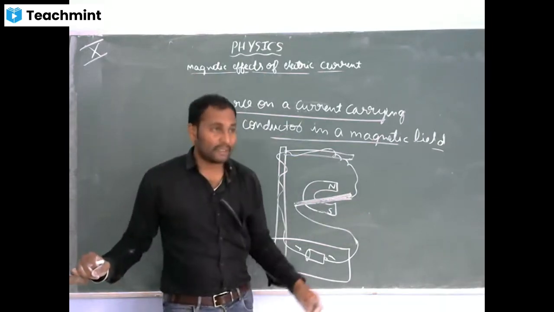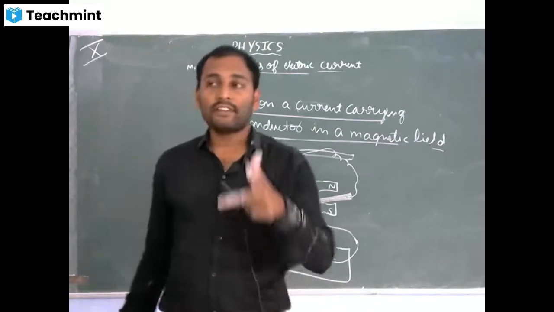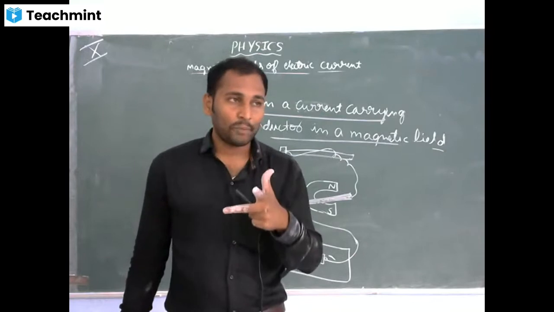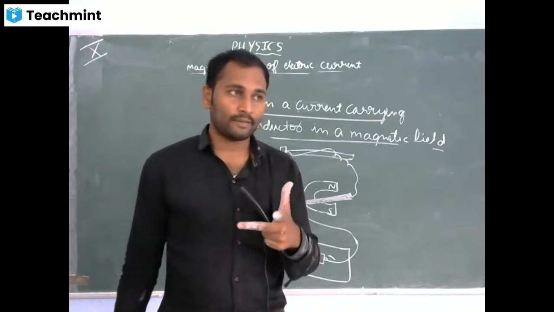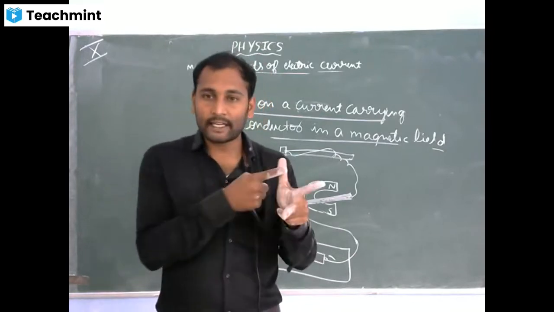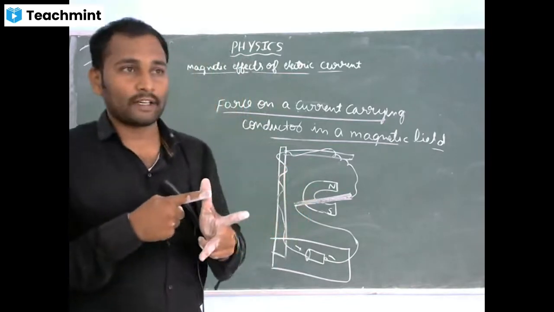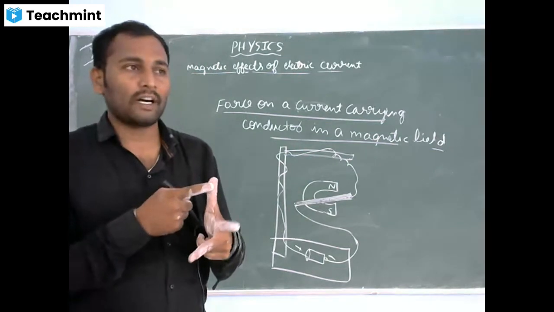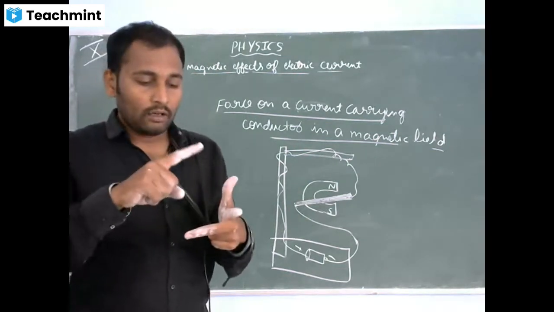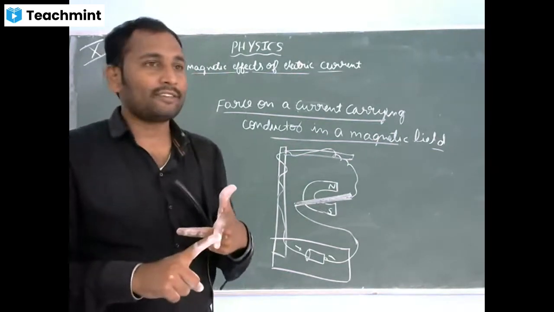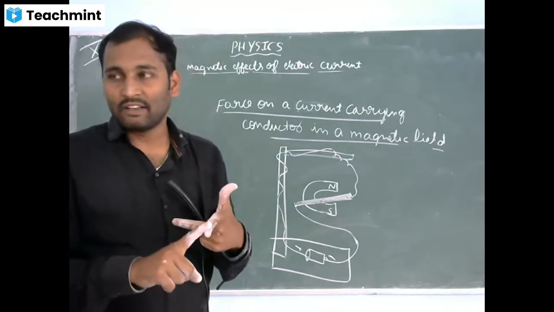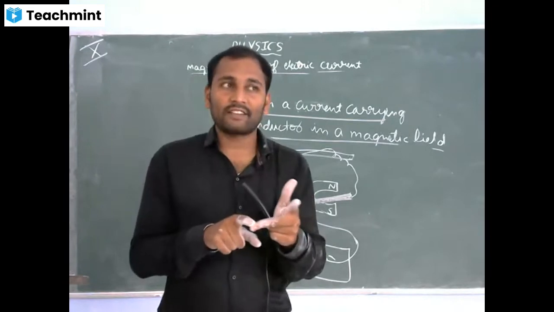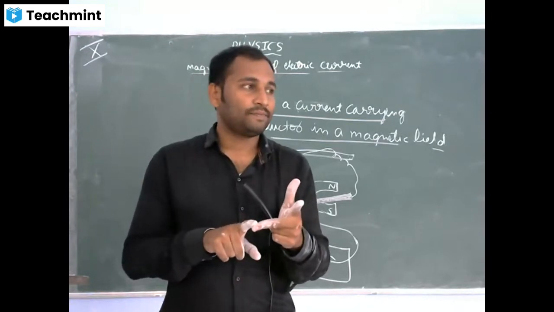According to Fleming's left hand rule, arrange three fingers of your left hand, thumb, forefinger and middle finger, mutually perpendicular to each other. Thumb indicates the direction of motion of conductor or force. Forefinger indicates the direction of magnetic field. Middle finger indicates the direction of electric current.